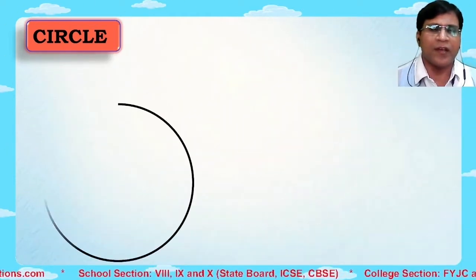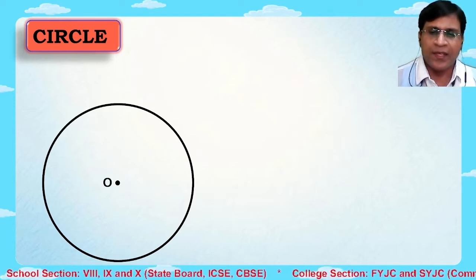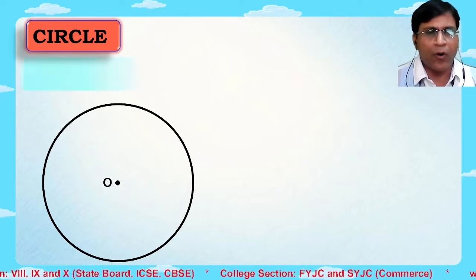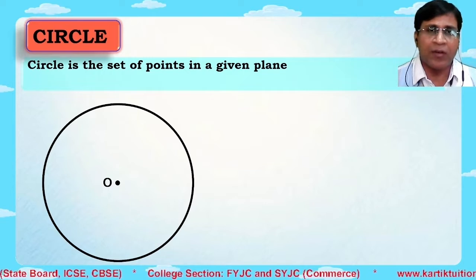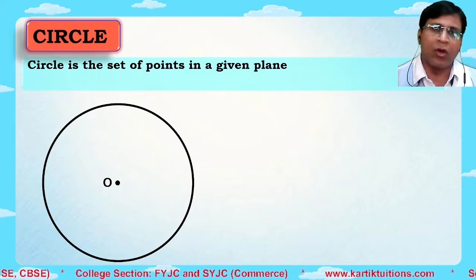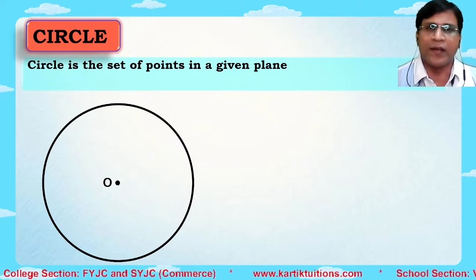Now see, I have taken a circle and I have one fixed point O. Now basically a circle is a collection of set of points in a given plane. Now when I say set of points in a given plane, that doesn't mean that all the points in the same plane will always give a circle. नहीं, उसके लिए condition है. Let us try to find that condition.